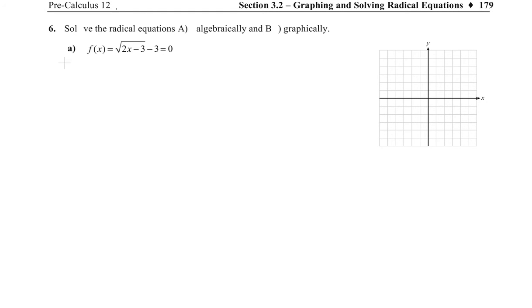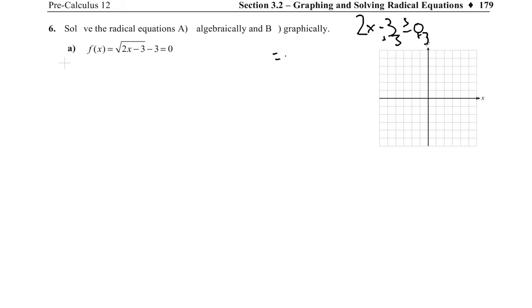So one of the first things that I like to do when dealing with these questions is find the domain. And when we have a radical and we want to find the domain, we look at what is inside of the radical and set that to greater than or equal to 0. So we have 2x minus 3 greater than or equal to 0. If we move the 3 over, we will add a 3 to both sides.